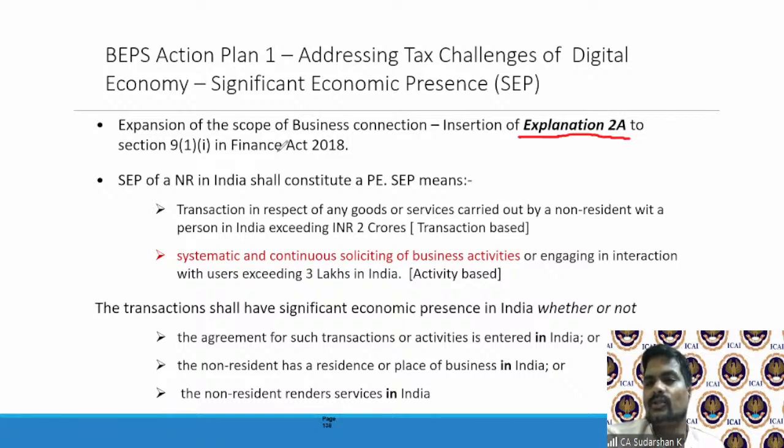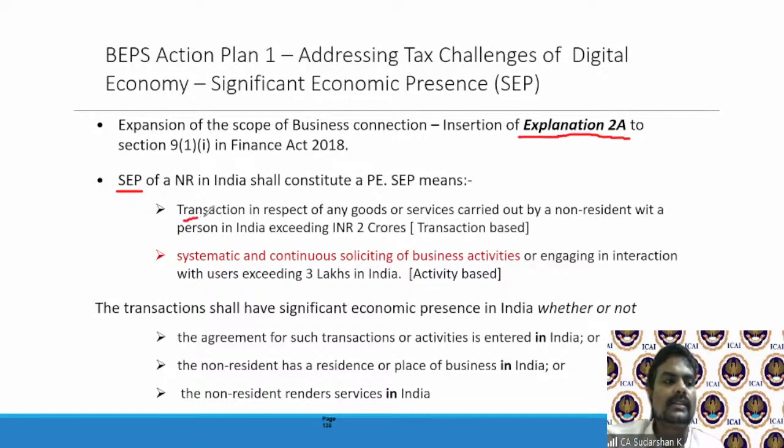Because for non-residents there's no treaty, I only have the Income Tax Act to look into. I don't need to worry about the treaty. So what India has done is introduce a concept called a virtual PE, the significant economic presence. That is, you don't need to have an office, a warehouse, or a branch.